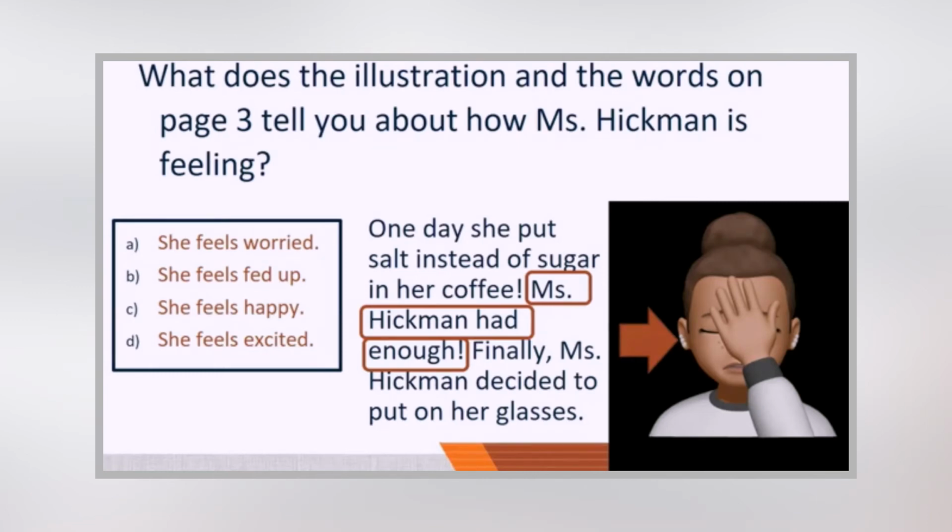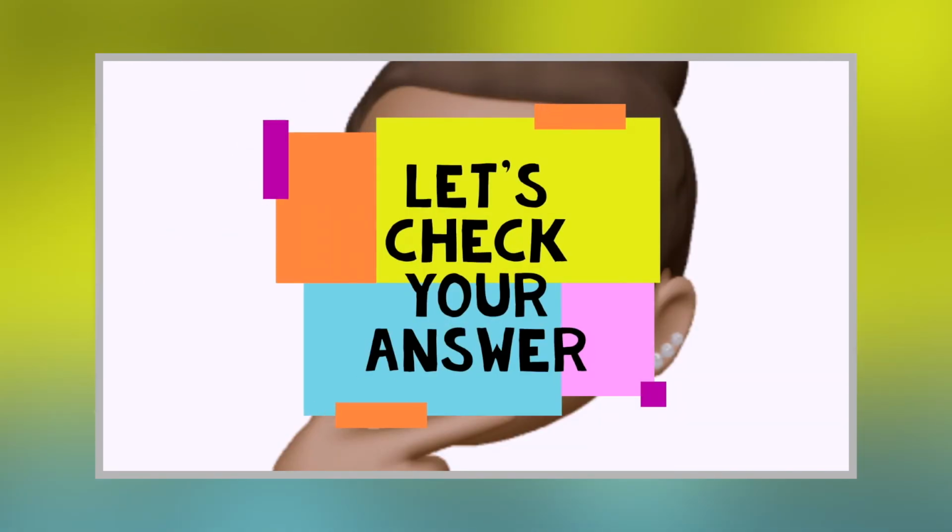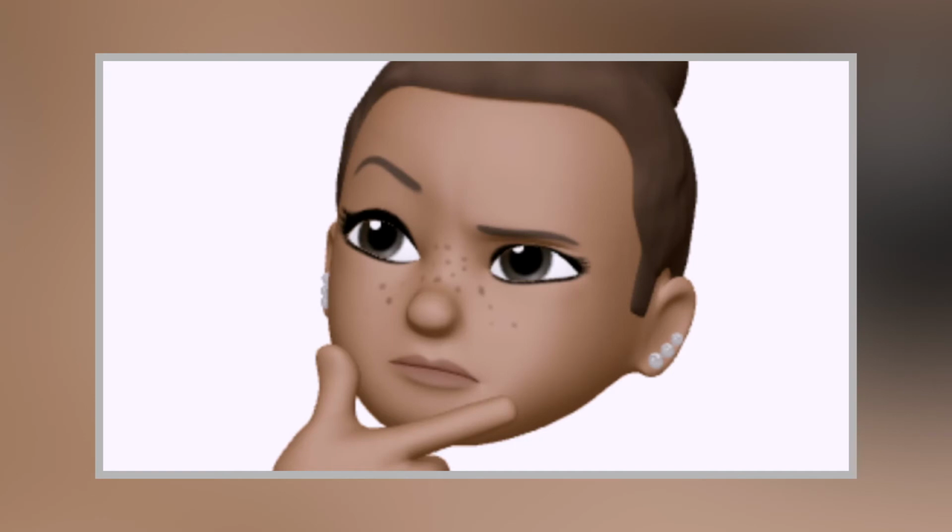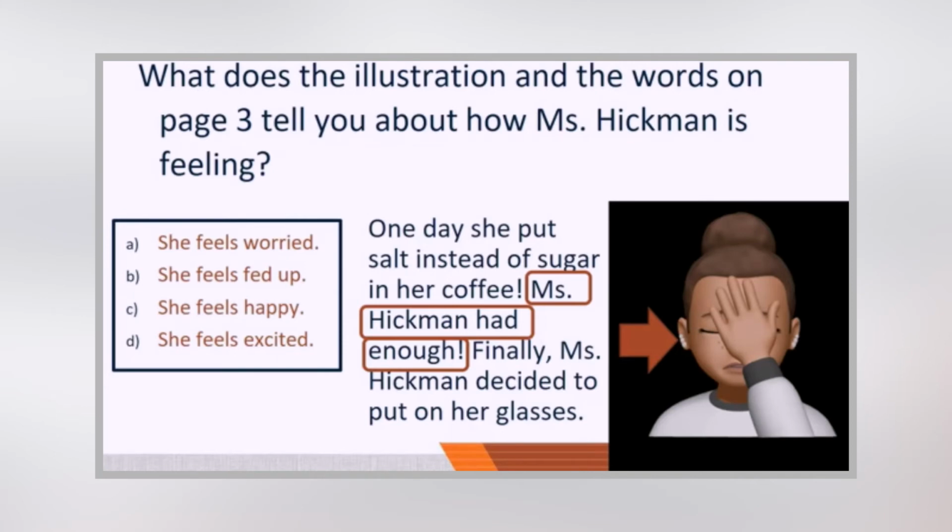What do you think the best answer choice is? A, B, C, or D? Let's check and see if we got the same answers. The words and the illustration show me that Miss Hickman feels fed up. She feels fed up or tired of everything going wrong because she's not wearing her glasses.